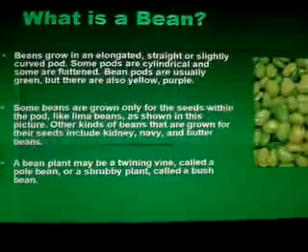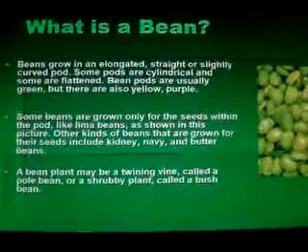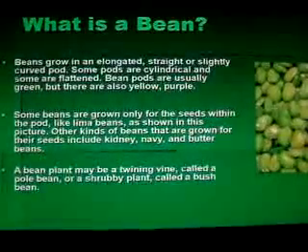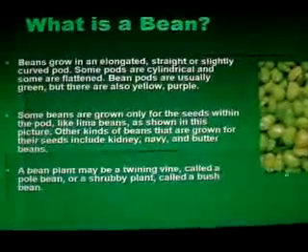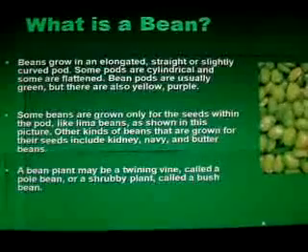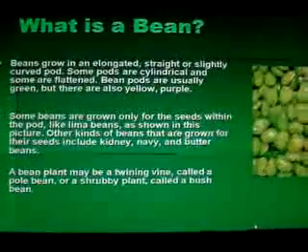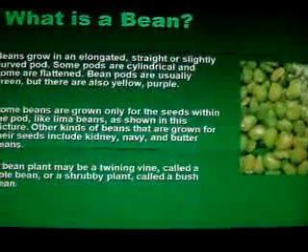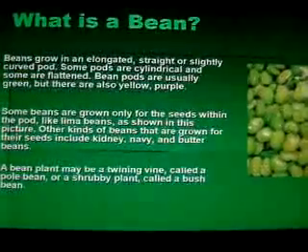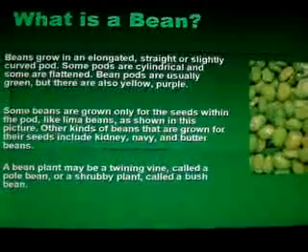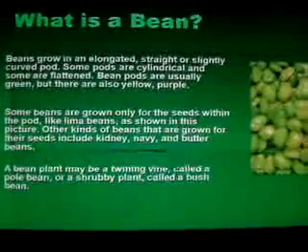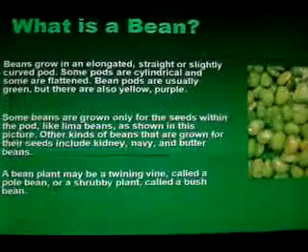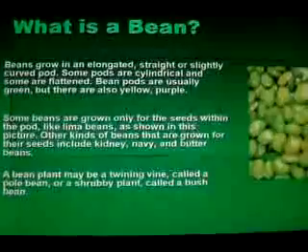What is a bean? Boys and girls, have you ever eaten a bean? Look at the beans in front of you. Have you seen this before? Beans grow in elongated, straight, or slightly curved pods. Some pods are flattened. Bean pods are usually green, but they also come in yellow and purple colors.